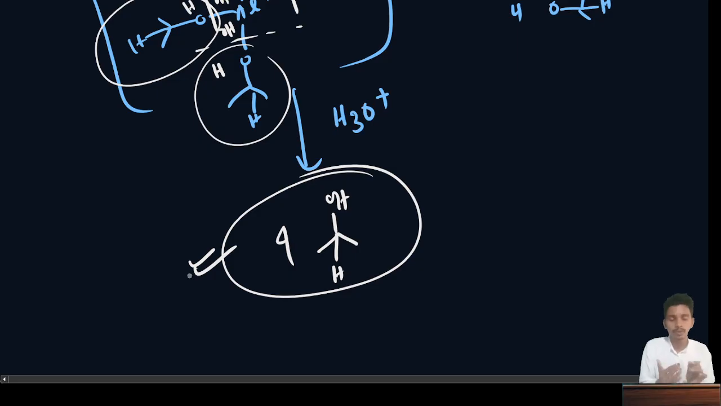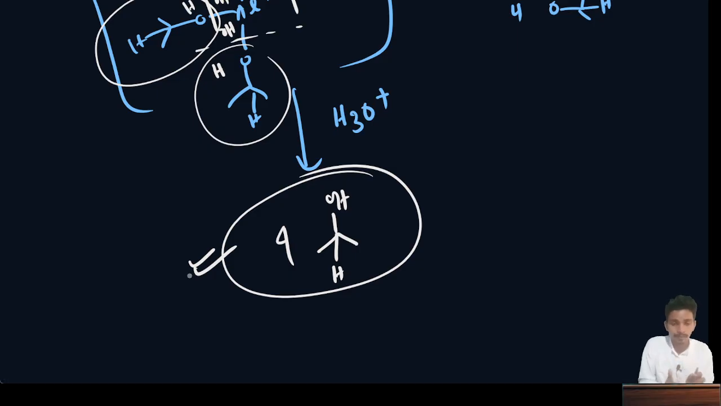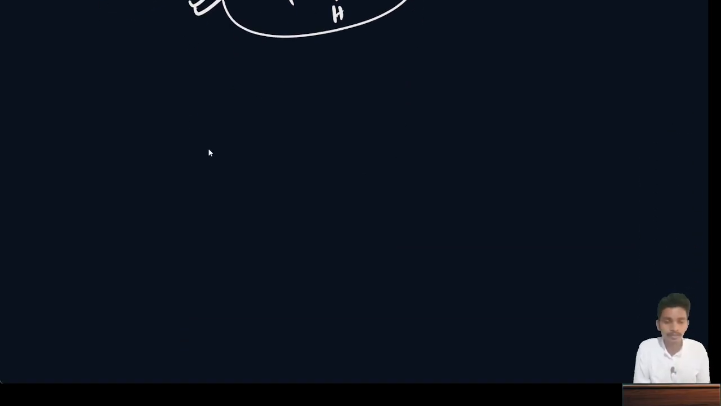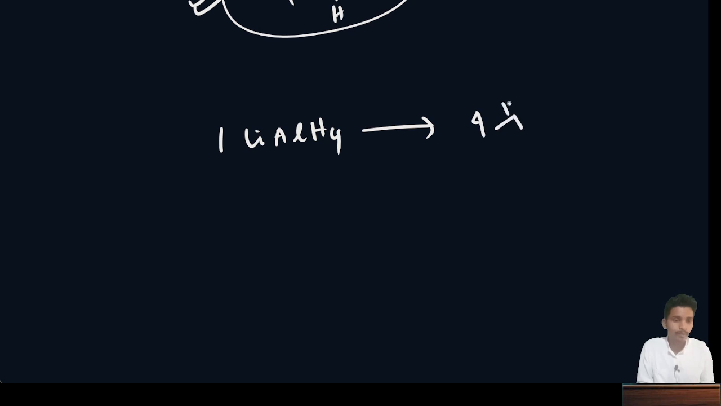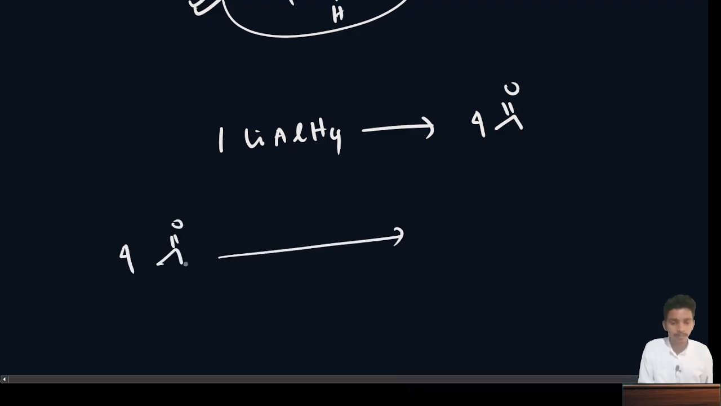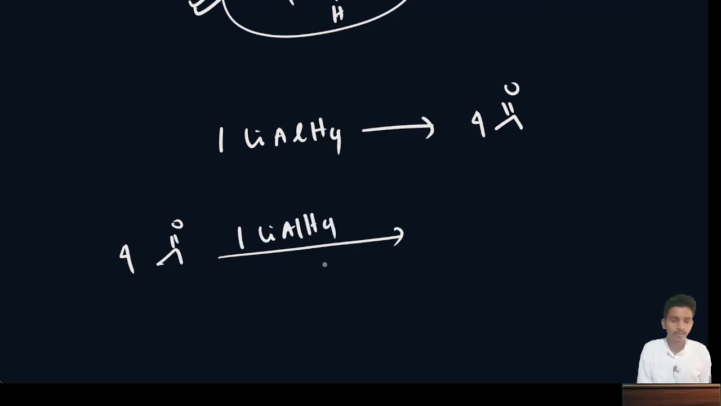So this is the whole mechanism of how lithium aluminum hydride reacts with carbonyl groups. What you see here is that one LiAlH4 is needed for this type of group. It means that whenever we have these groups, we take 4 of these groups and 1 of LiAlH4, and in that case we will make these groups.